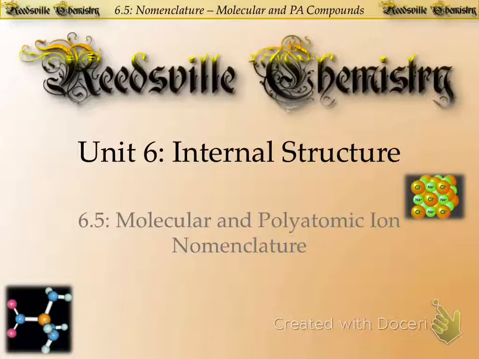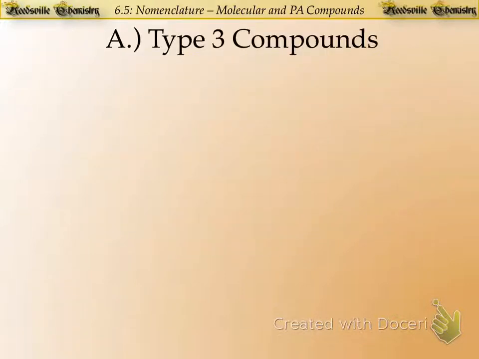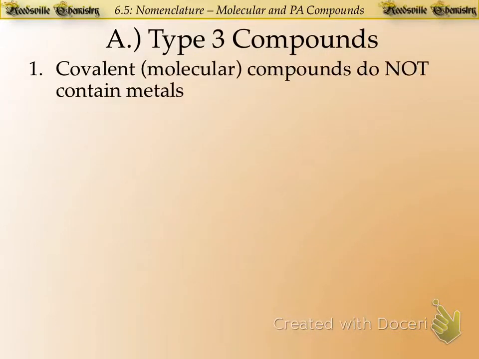Last video here for section 6, or unit 6, I guess, of the class. This one's going to be called molecular and polyatomic compounds. So these are the other types of compounds that we're going to learn how to name here in the first year chemistry course. All right, so type 3 compounds are compounds that we call covalent compounds.